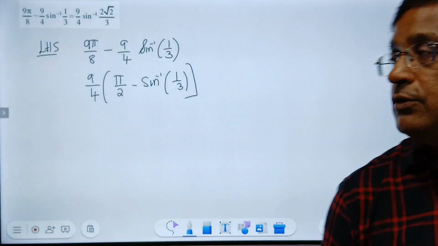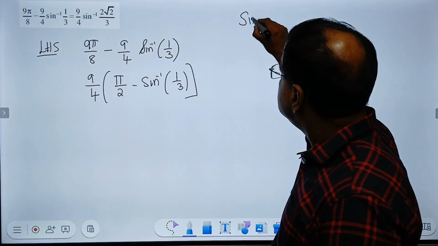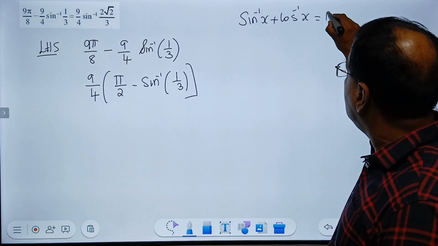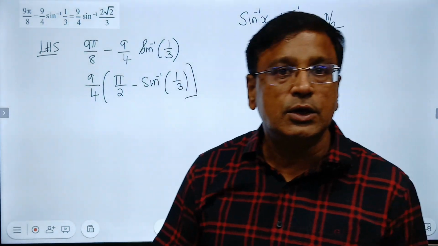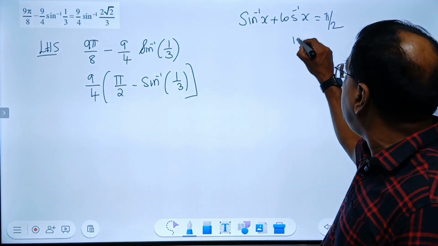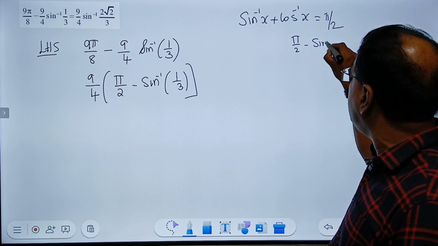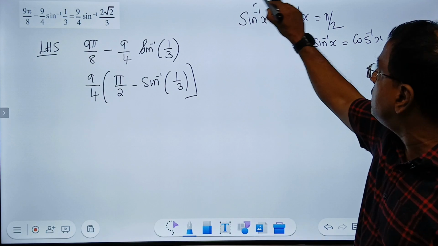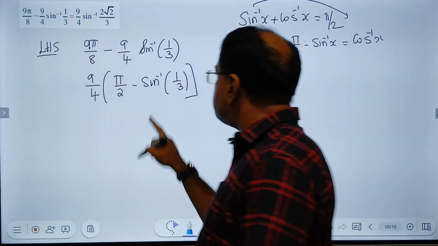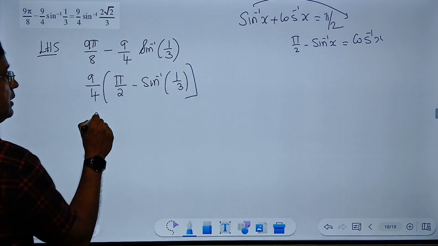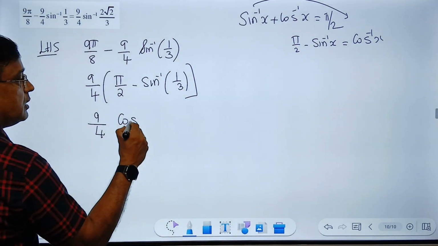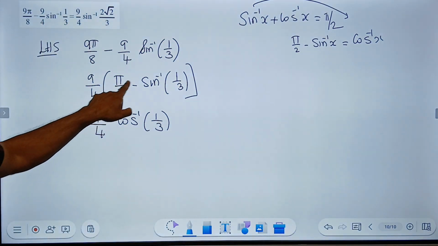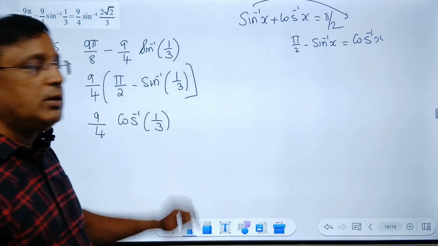But we know there is a formula. What is the formula? Sine inverse of x plus cos inverse of x is what? Is pi by 2. Correct? So from this, pi by 2 minus sine inverse of x will be cos inverse of x, correct? Taking it to this side. So what is pi by 2 minus sine inverse of 1 by 3? It is cos inverse of 1 by 3.